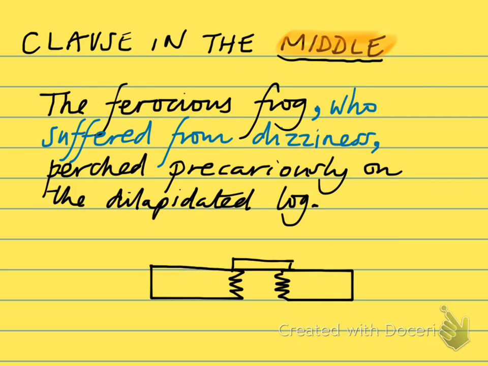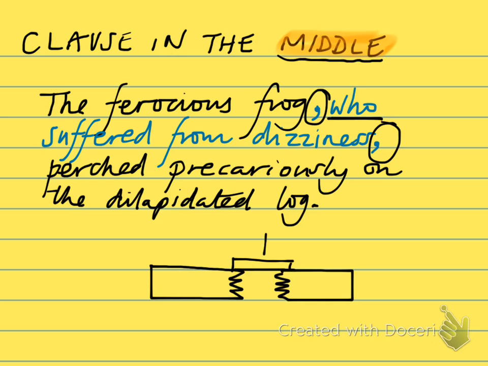Now moving on to the trickiest one, which is where we plonk a clause in the middle. The original sentence is there in black, the ferocious frog perched precariously on the dilapidated log. But in the middle we've included, or inserted, who suffered from dizziness. Here's the who, because we're talking a human or an animal. Then we've got a comma before and a comma after. If we take that clause out, we return to the original sentence. The ferocious frog who suffered from dizziness perched precariously on the dilapidated log.